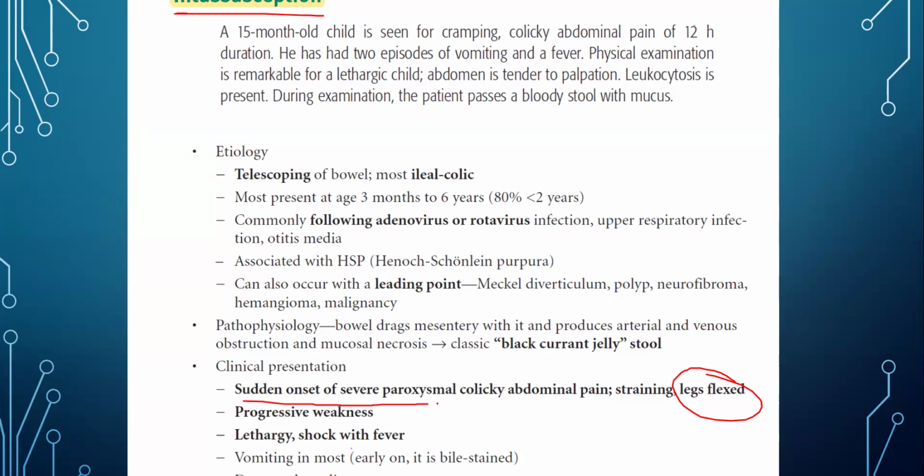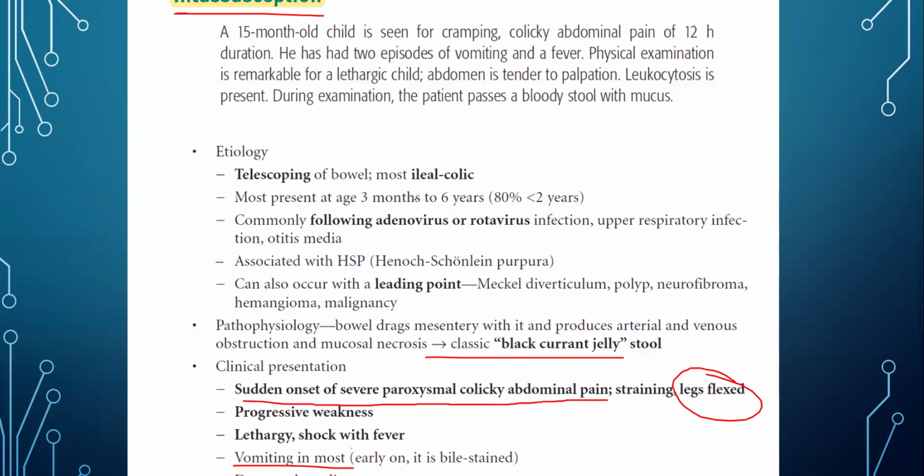So, sudden onset of severe paroxysmal colicky abdominal pain. Apart from that, children can also get greenish vomiting, so bile-stained vomiting can be there. And sometimes, not always, children can pass black, currant jelly-like stool. If mucosal necrosis happens because of the cutting of the blood supply, then this classic black currant jelly-like stool can come out. So that's how intussusception mainly presents.